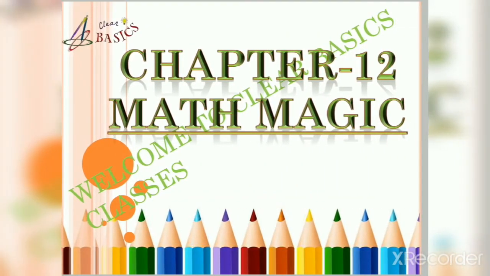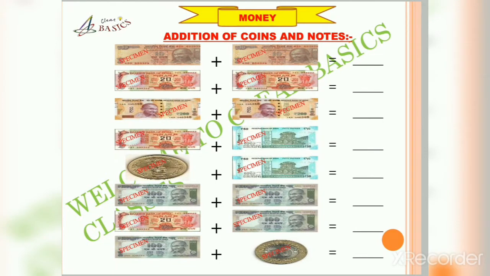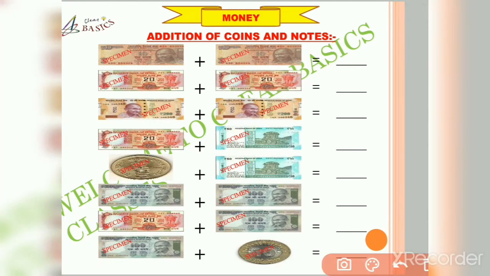Today we will learn about the extra information of money. So let us move on to our first topic, that is addition of notes and coins. Here in this slide, we will have to learn the addition and valuation of the coins and notes. So first we can see there is a 10 rupees note. So in other words, we can say the value of this note is 10. And we will have to add it with another 10 rupees note. So our final amount value is 20.